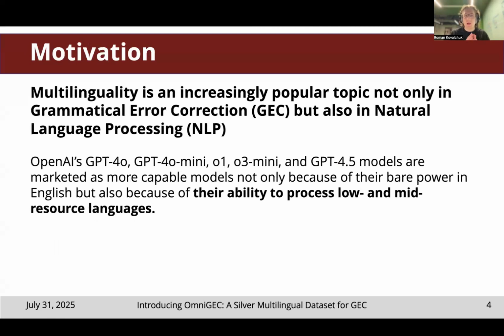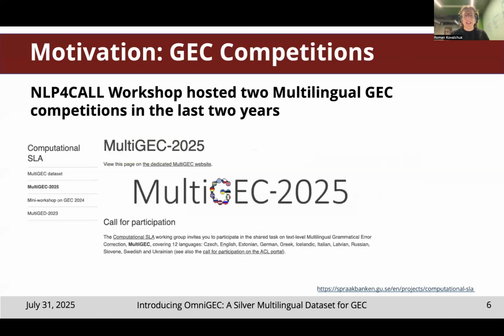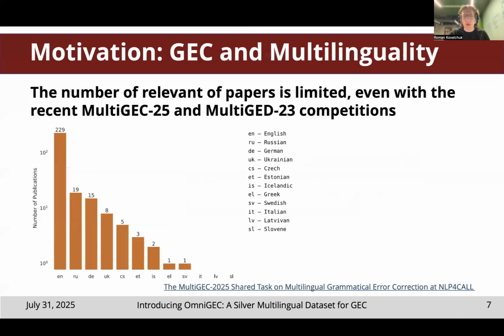Speaking about motivation, multilinguality is an increasingly popular topic not only in grammatical error correction, but also in natural language processing. For example, OpenAI's recent models are marketed as more capable not only because of their bare power in English, but also because of their ability to process low and mid-resource languages. Multilinguality is an apparent trend in new GEC papers, following the same trend in LLMs. For instance, Grammarly recently posted a research paper on multilingual GEC. The NLP for CALL workshop hosted two multilingual GEC competitions in the last 2 years, being MultiGEC 2025 and MultiGED 2023.